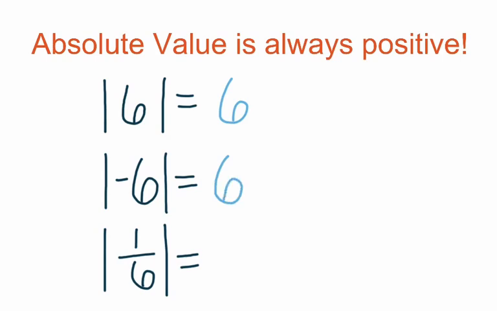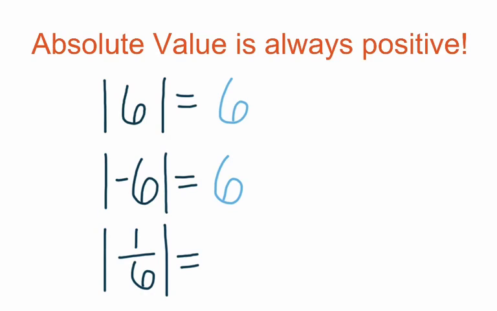Now, if you thought the answer to the first problem should be negative 6, you are thinking opposites. We don't want to think opposites. Absolute value does not mean opposite. Absolute value means distance from 0. So 6 is 6 away from 0. Negative 6 is 6 away from 0.